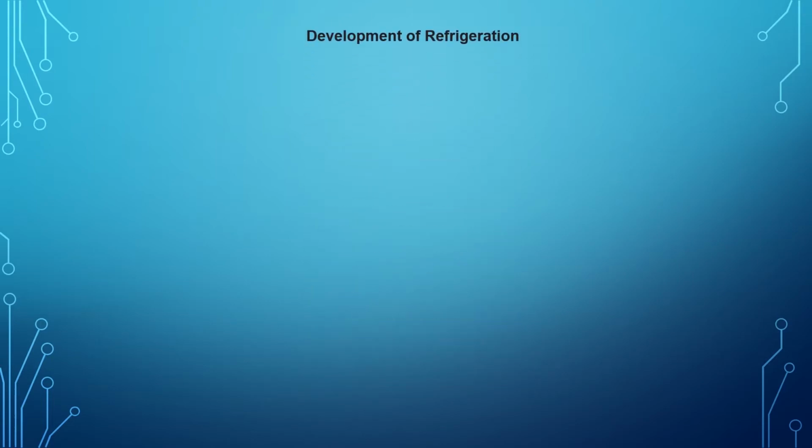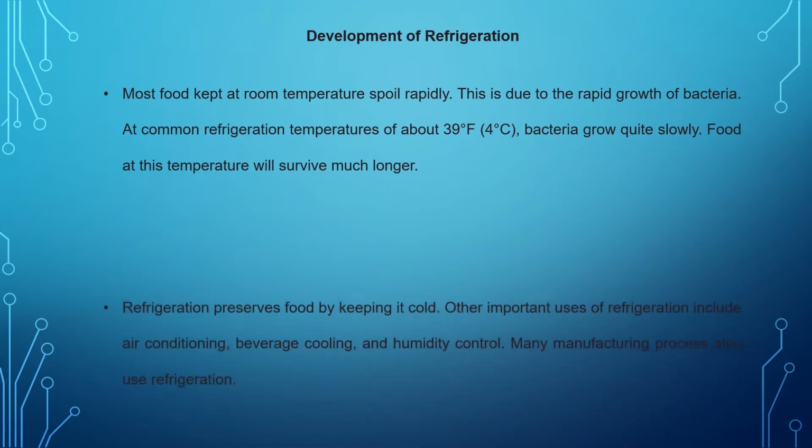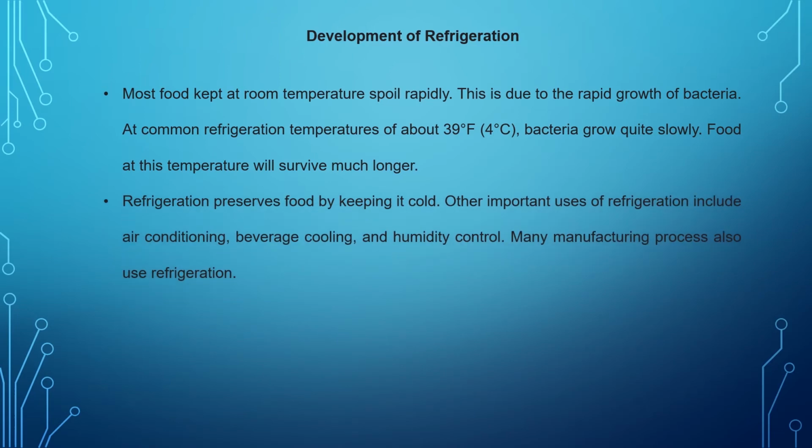Development of refrigeration. Most food kept at room temperature spoils rapidly. This is due to rapid growth of bacteria. At common refrigeration temperature, about 39 degrees Fahrenheit, bacteria grow quite slowly. Food at this temperature will survive much longer. Refrigeration preserves food by keeping it cold. Other important uses of refrigeration include air conditioning, beverage cooling, and humidity control. Many manufacturing processes also use refrigeration.